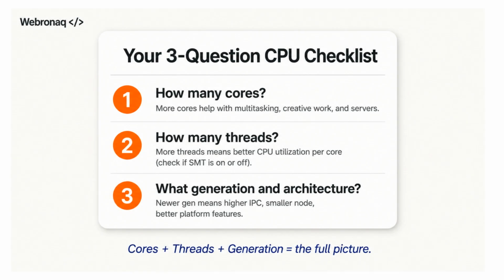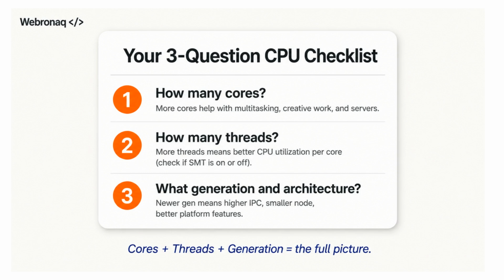Alright, let us bring this all together. Every time you look at a CPU spec sheet, run through 3 quick questions. First, how many cores? More cores means more tasks handled at the same time, which matters for content creation, servers, and heavy multitasking. Second, how many threads? Check whether the chip uses SMT for 2 threads per core, or maps 1 thread to 1 core like Arrow Lake does. Third, what generation and architecture? A newer generation means higher IPC, a more refined process node, and updated platform features like DDR5 and PCIe 5.0.